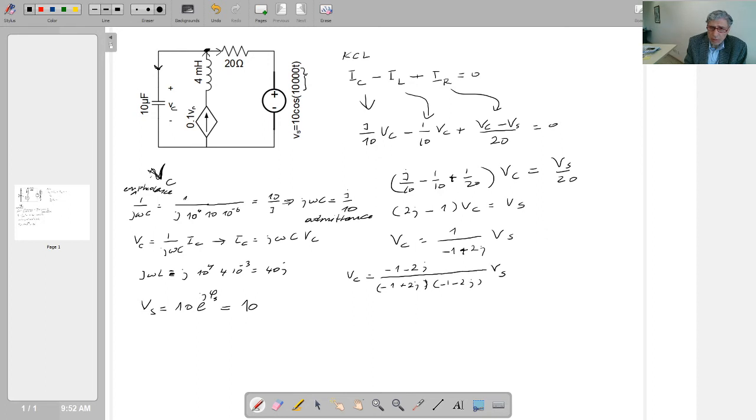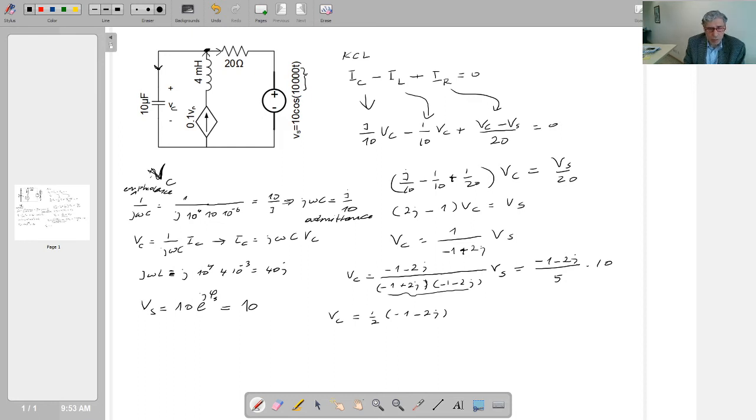Vs. So this is the square of the real part plus the square of the imaginary part, so it's going to be the summation of the squares. It's going to be minus 1 minus 2j: square of this 1, square of this 4, add them up, 5. Multiplied by Vs, which is 10. So then my Vc is equal to 1 over 2 times minus 1 minus 2j.